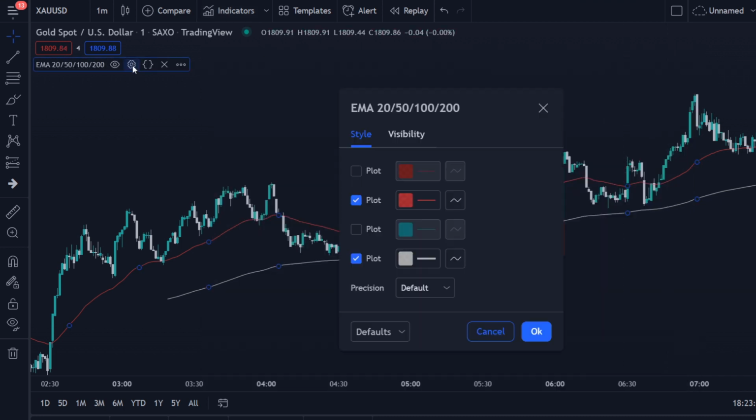Over here we see the indicator, then you can just play around with the colors. And this is the 20 over here, the first one. This is the 50, this is the 100, and this is the 200. I choose the red color for the 50 period exponential moving average, and I use the white grayish color for the 200.